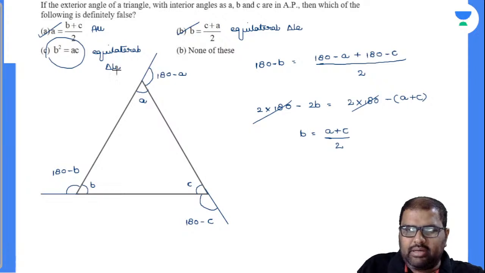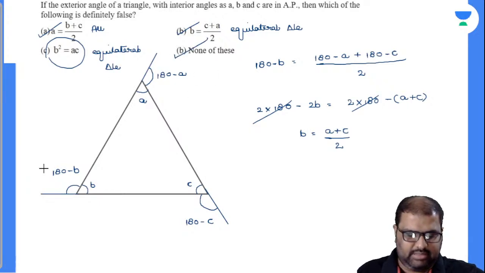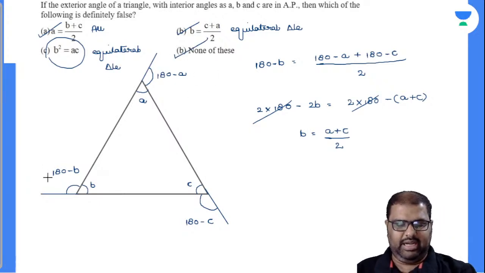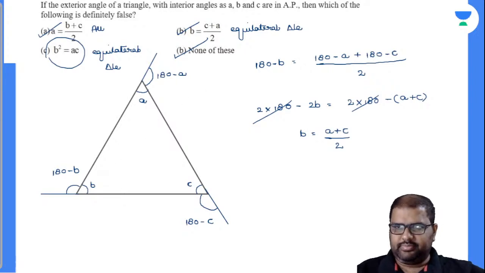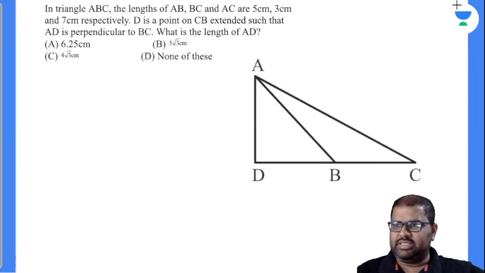Equilateral triangle. Now your option is none of these. Yes, perfectly done. We'll do one more question. Last one of the series. Try this.